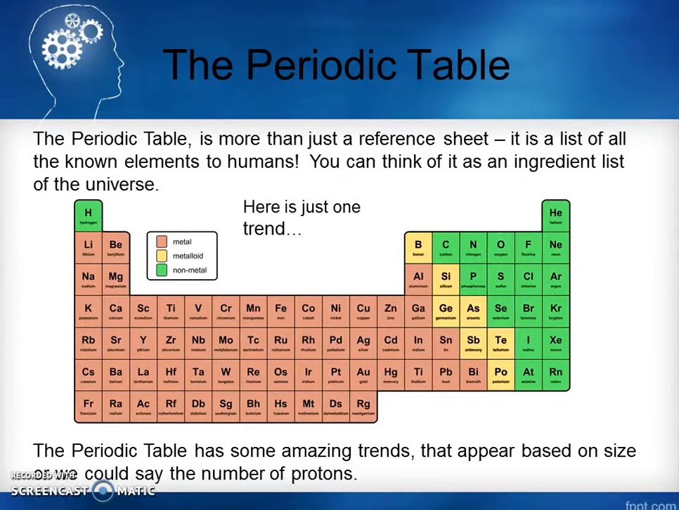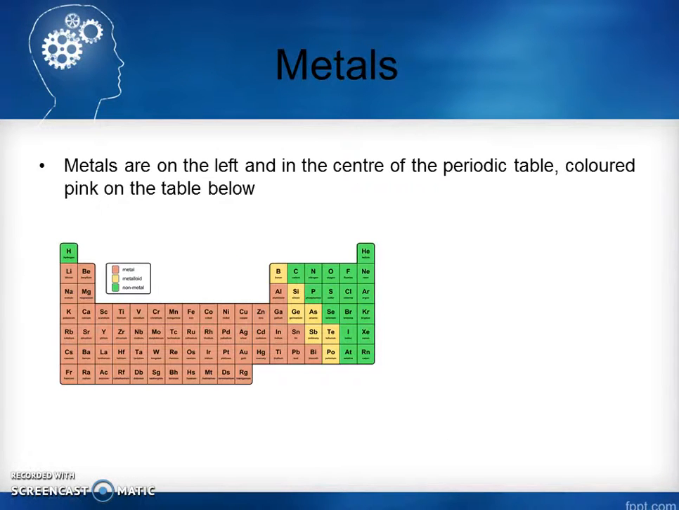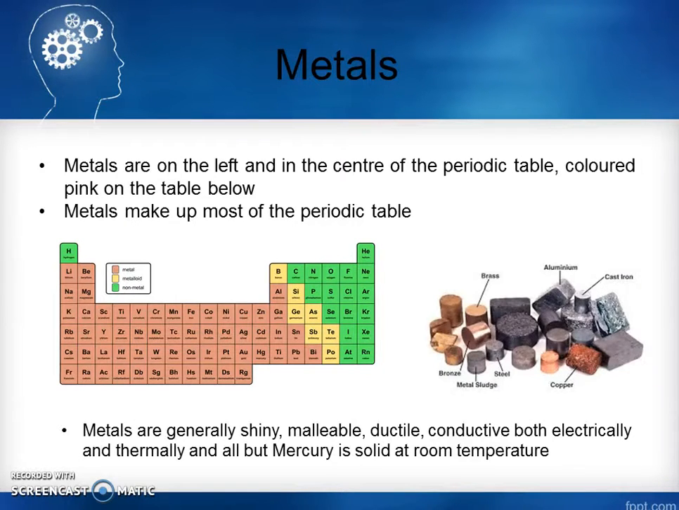But here is just one such trend that I want you to take a look at. It's the breakdown of what type of element we have. There's either metal, metalloids, or nonmetal. So let's take a look at metals. Metals are on the left and in the center of the periodic table. They're colored pink on the table below. Metals make up most of the periodic table. Metals are generally shiny, malleable, ductile, conductive, both electrically and thermally, as in heat. And all of those metals at room temperature are solid except for mercury.